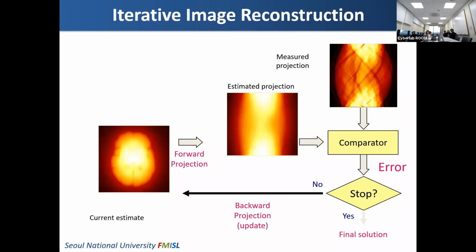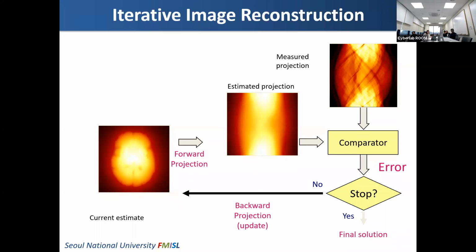So based on this error, the pixel-by-pixel difference, we can update the data in the images. If the measured data is much higher than the estimated one, we should add some activity. But if it is smaller, we should subtract something, right?